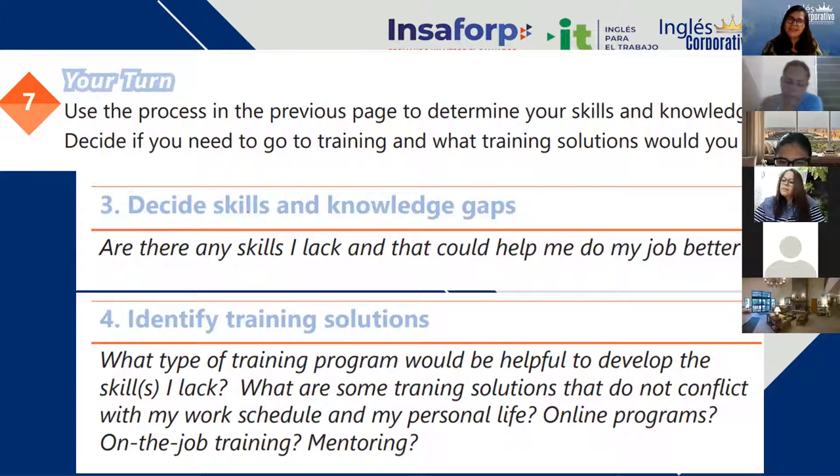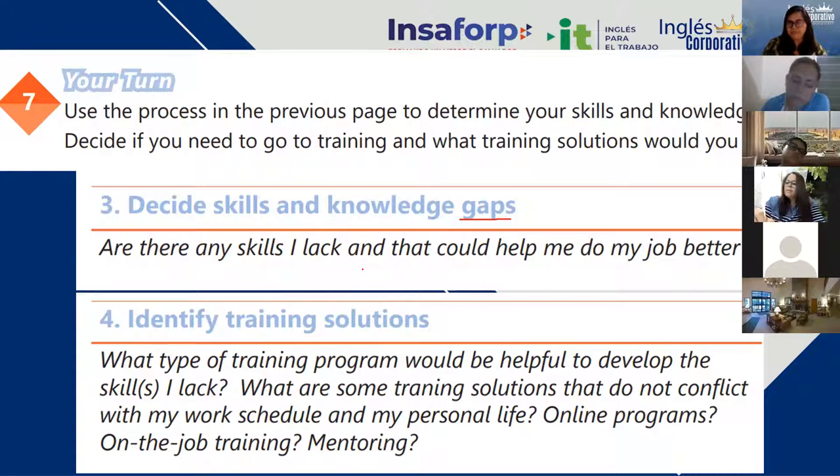And number three, decide skills and knowledge gaps. Remember, gaps means what I know and what I need to know. For example, if I said, well, I know English, but I need to know how to use Excel to keep my grades updated, right? So that would be a gap that I could have. Are there any skills I lack? That means that I don't have, and that could help me do my job better. So think about those skills and you write them here.